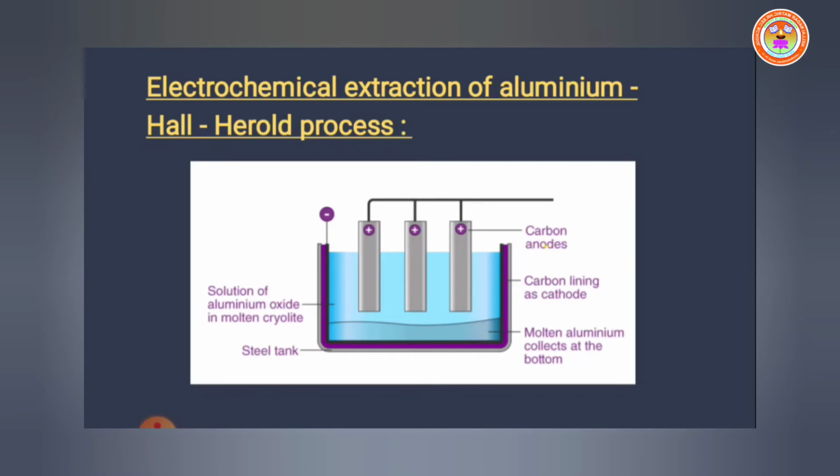Then carbon blocks is the anode. Yes, the anode is carbon blocks. A number of carbon blocks are immersed in the solution of electrolyte. The electrolyte used for the extraction of aluminium is alumina.